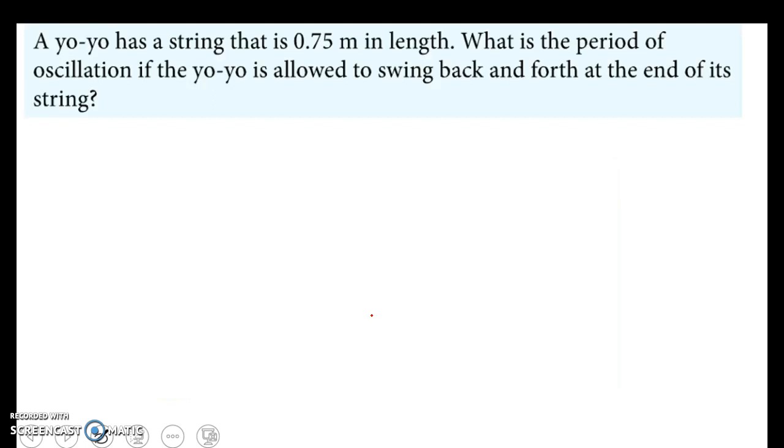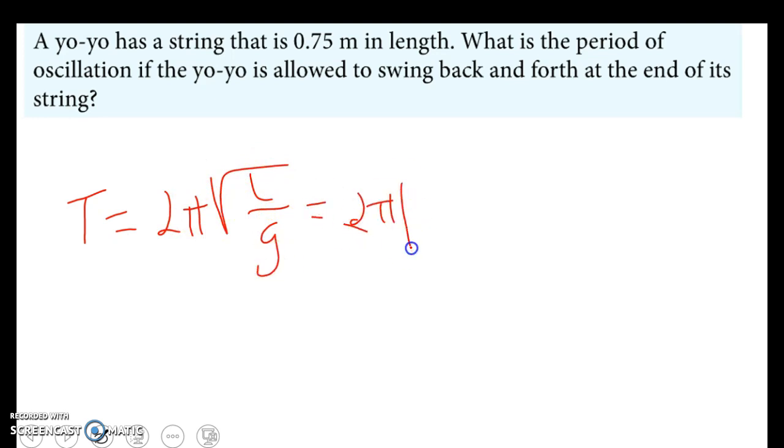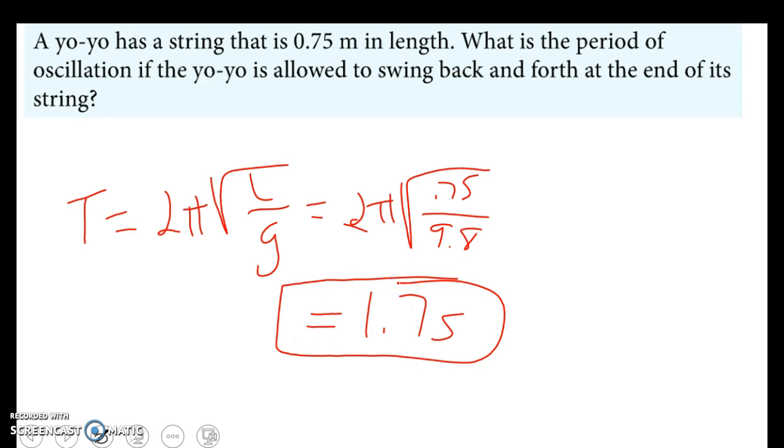So we got a yo-yo with a string that's 3/4 of a meter in length. What is the period of oscillation if the yo-yo is allowed to swing back and forth at the end of its string? So we want to find period. And we have all the information we need. 2 pi square root L over G. 2 pi square root, our length is 0.75. And G is, we're going to assume 9.8. And we get 1.7 seconds is our period.